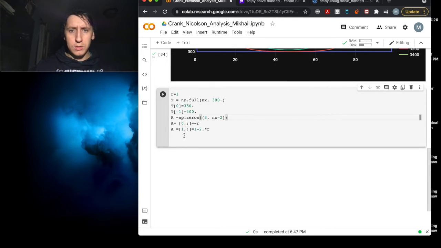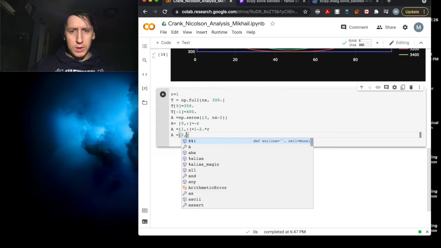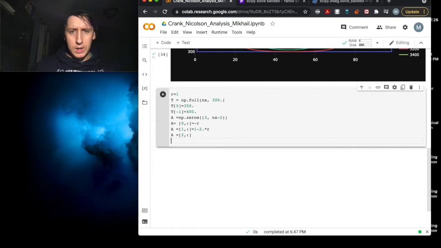So then we have a, and then we want to do the same for the 2. And then we have basically minus r again, because as we remember looking at that Crank-Nicolson analysis matrix, that's how the equation ended up turning out. We only had those 3 diagonals essentially. And then this is going to be also negative r.